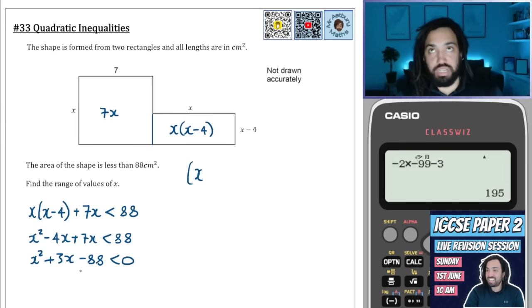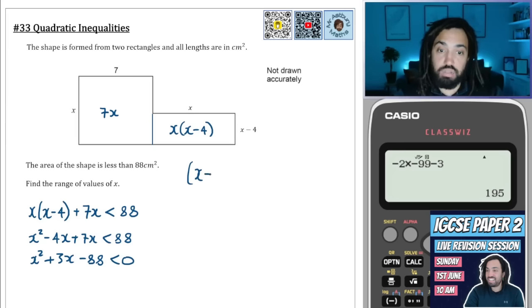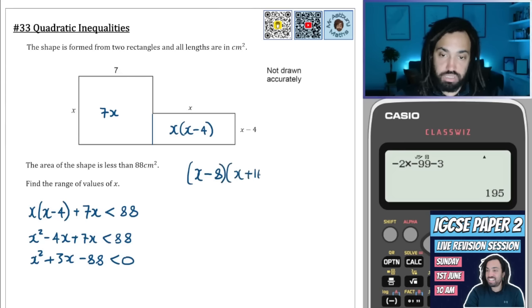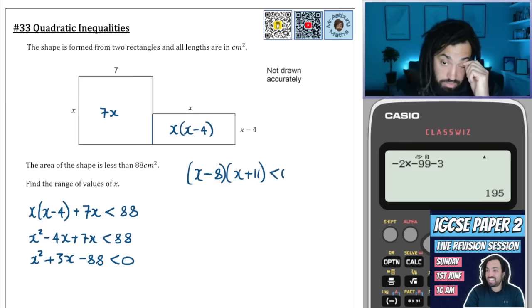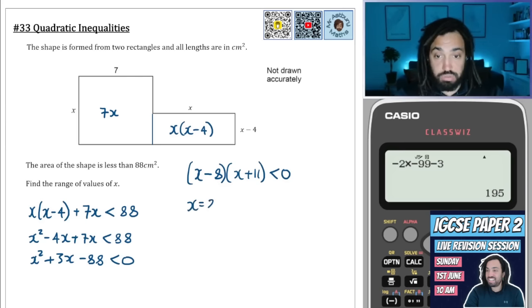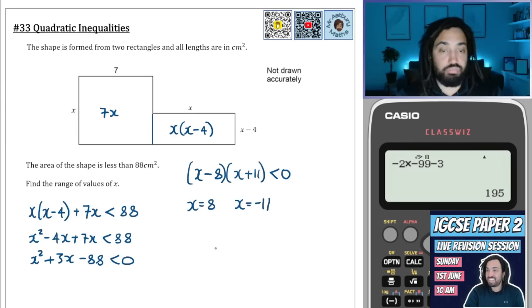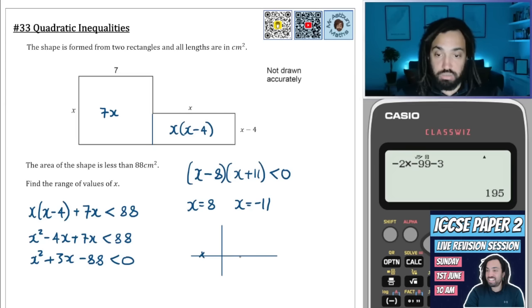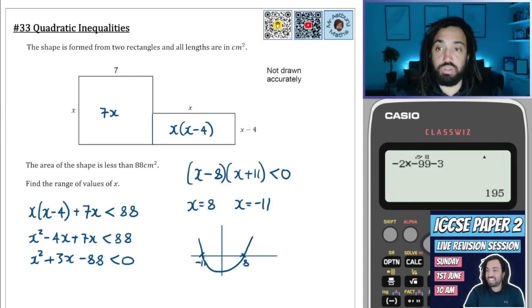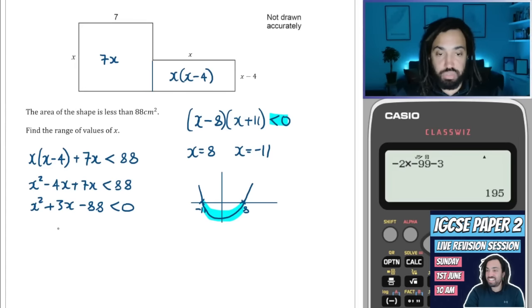Factorise. 2 numbers that multiply to make minus 88 and add to make 3 are minus 8 and plus 11. Does the job. We want that to be less than 0. So the critical points are x equals 8 and x equals minus 11. Now, whenever you're doing a quadratic inequality, you've got to figure out which way round to give our answers. So we've got minus 11, we've got 8 there. If we draw the quadratic, it looks like this. We want where it is less than 0, so we want below the axis. So we want the x coordinates which are in between minus 11 and 8. So we say that x is in between minus 11 and 8.